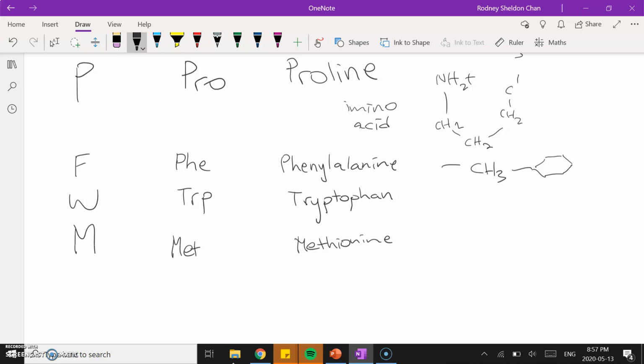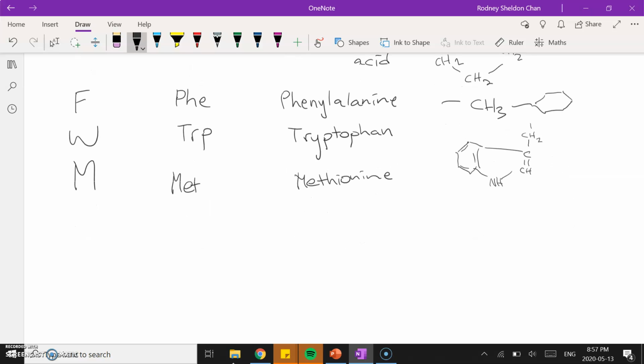Tryptophan, this one's really complicated, but I will try my best. See this CH2 here? Then it goes down to C, then it goes down to CH, then it goes down to NH, then it connects to your ring. And the ring is actually, what is this, benzene? I don't know. But yeah, it looks like this. This is actually a really good drawing. Now, I'm going to bring this down here.